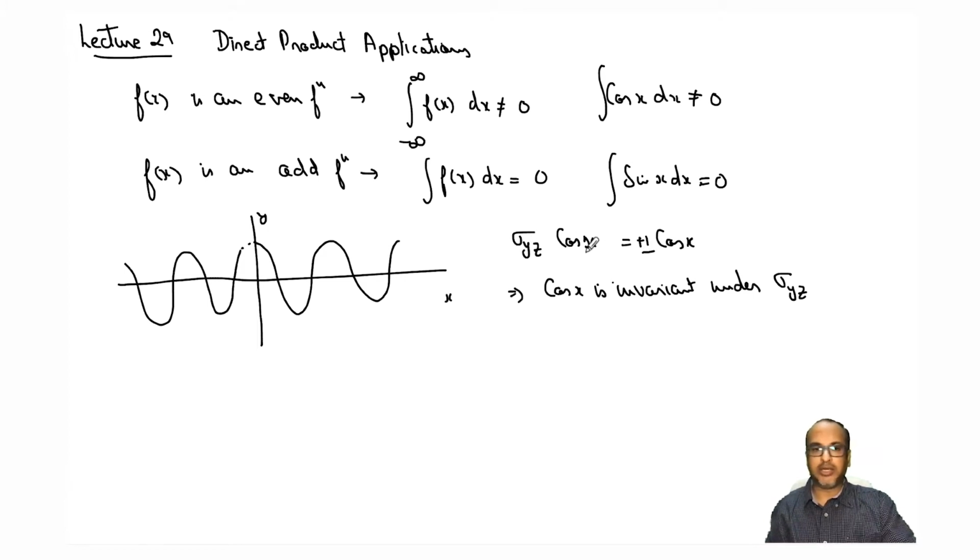Because our character is +1 when we apply sigma YZ onto cos x. So now we understood how we apply various symmetry operations onto different molecules. Similarly, we can apply this symmetry operation onto a mathematical function as well. Whereas if you apply sigma YZ onto sin x, you will not get +1 as the character, right?